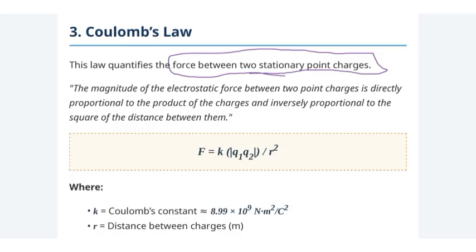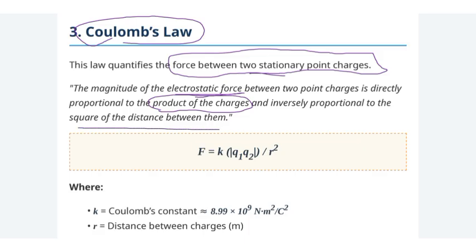So what does the law say? The law states that the magnitude of an electric force between two point charges, remember we said that the force between two charges is electromagnetic, right? Please don't forget that. Now there's a law describing this interaction, and this law is Coulomb's law. Coulomb's law states that the magnitude of the electrostatic force between two point charges is directly proportional to the product of the charges, and inversely proportional to the square of the distance between them.